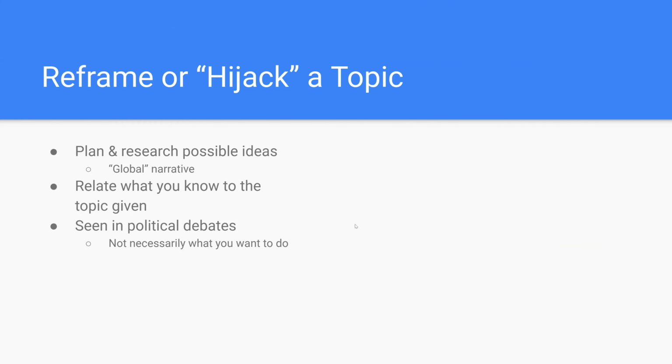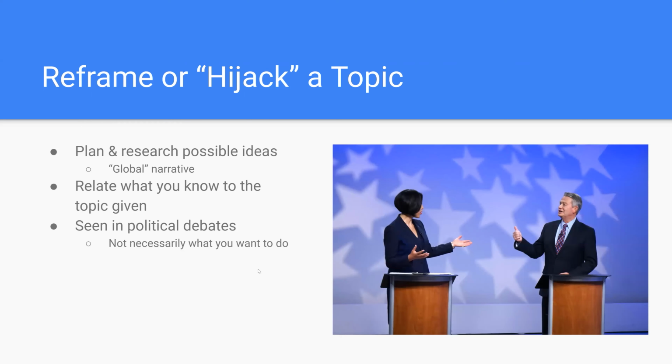Now, another approach is reframing or quote hijacking a topic. And what that means is you're going to plan and research possible ideas that have usually either a local or a global narrative. And then you take whatever your topic was and you relate it to those things that you already researched. And you'll see that a lot in political debates.